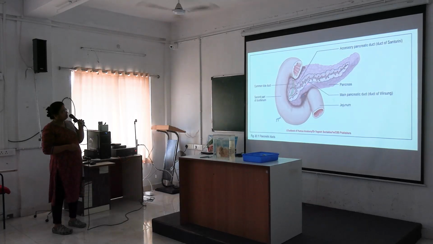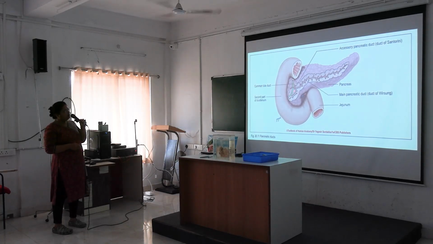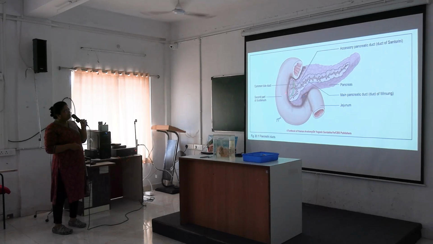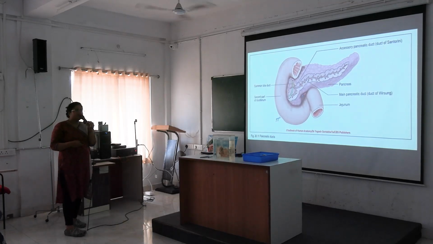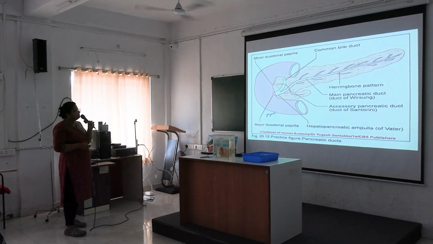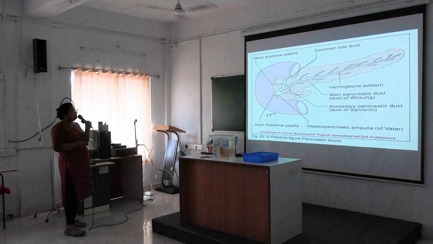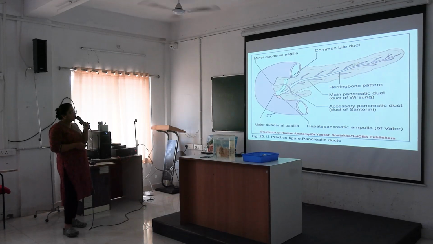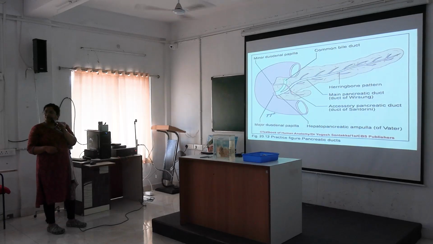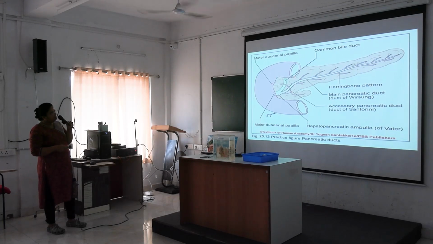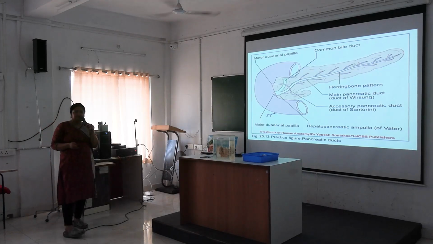See here, this is the main pancreatic duct, draining in the ampulla of Vater, second part of duodenum, and this is accessory pancreatic duct, draining in the minor duodenal papilla, second part of duodenum. Okay, accessory pancreatic duct is draining the uncinate process and lower part of head. Upper part of head, body, and tail are drained by the main pancreatic duct.